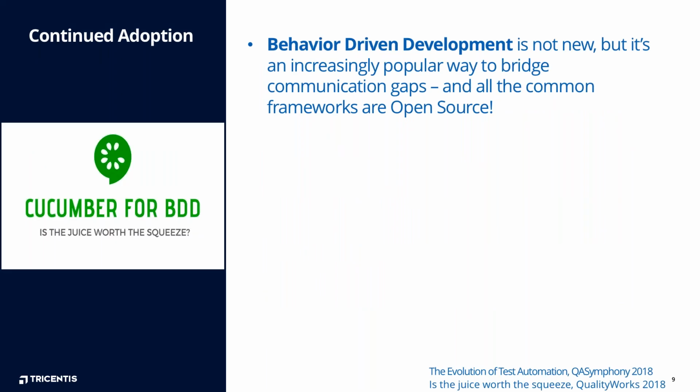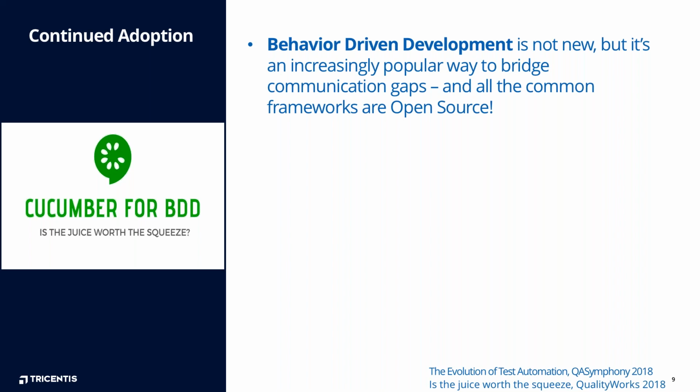So the next one I wanted to bring up is behavior-driven development. So this is not a new concept. But it has become an increasingly popular way to bridge communication gaps. And all the frameworks that people really use for behavior-driven development are open source. Cucumber is by far the most popular one. If you're not familiar with behavior-driven development, then please ask a question.